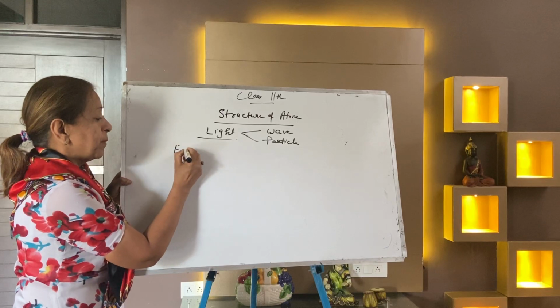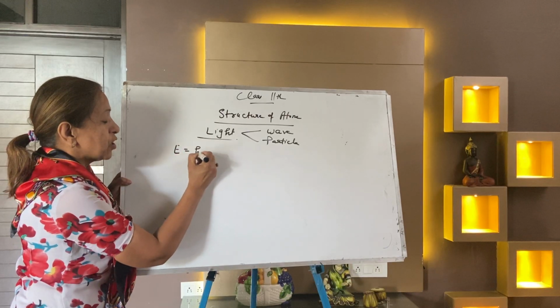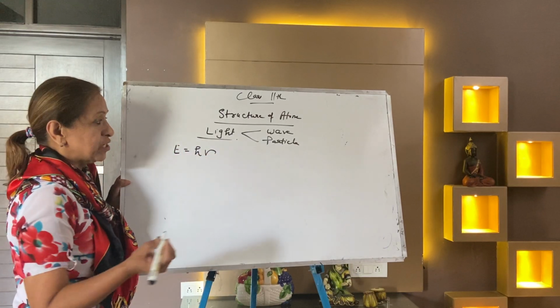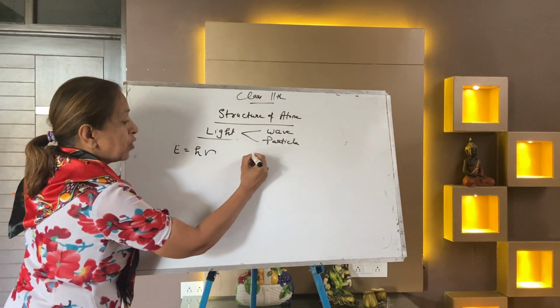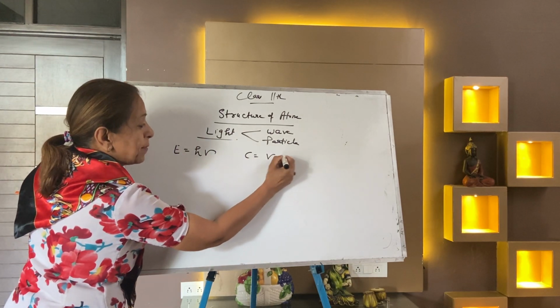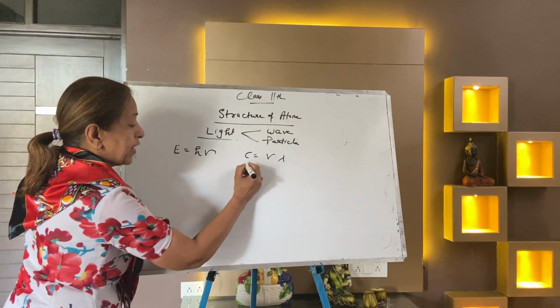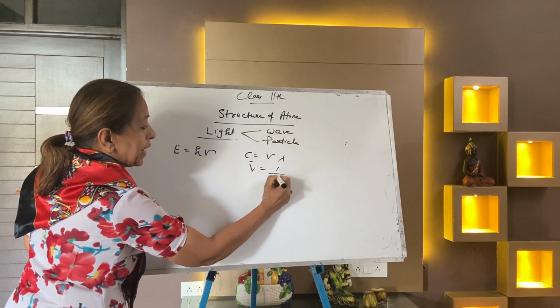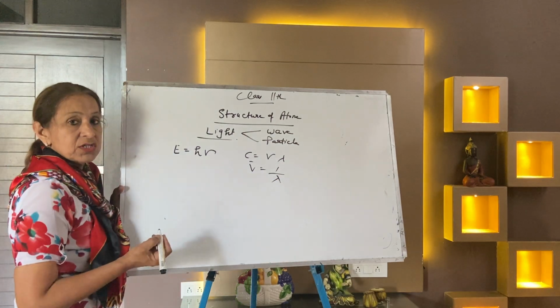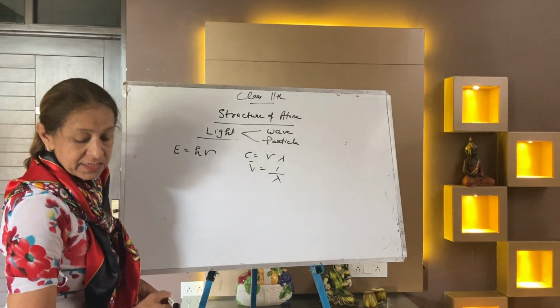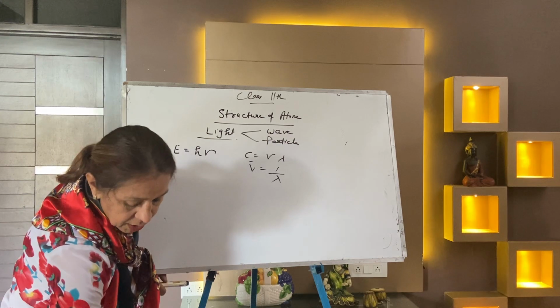The formula you will apply today is E is equal to h nu. This is Planck's equation. And the second formula you will apply is C is equal to nu lambda, velocity, frequency, wavelength. After that, wave number is equal to 1 by lambda. So let us start. Open your NCERT book exercise. I am taking your question number 5 first.